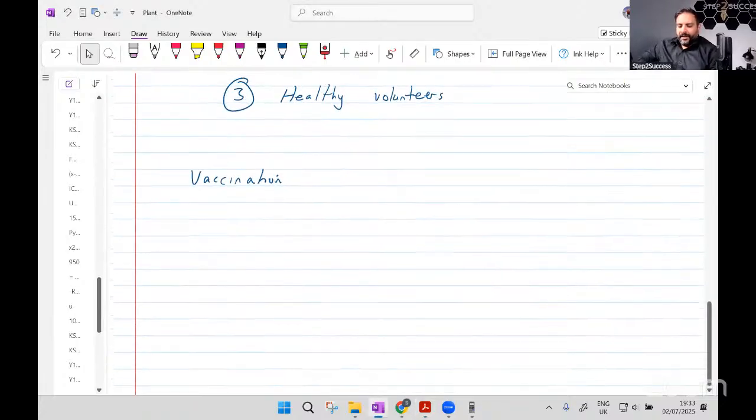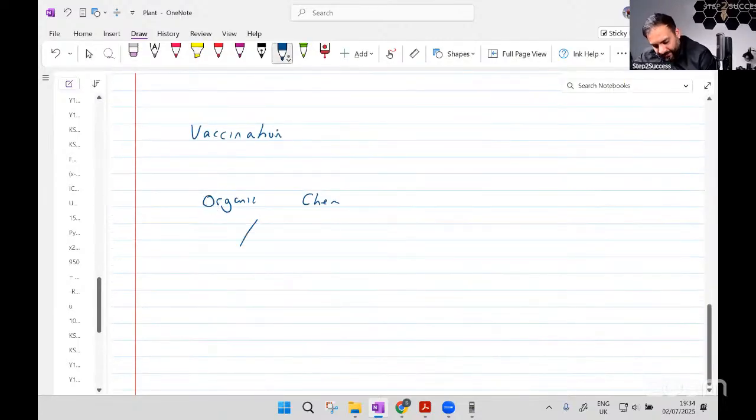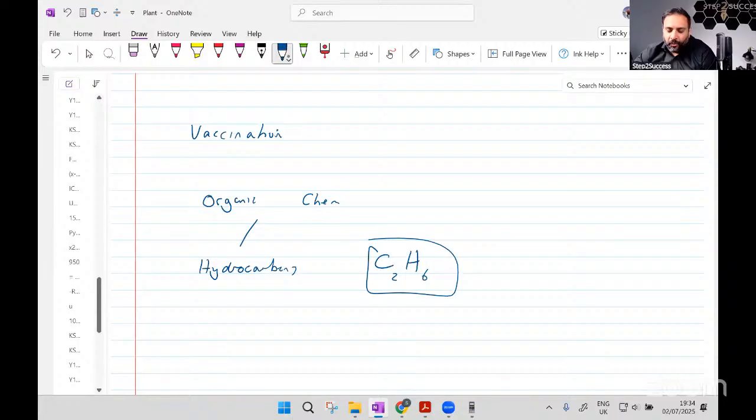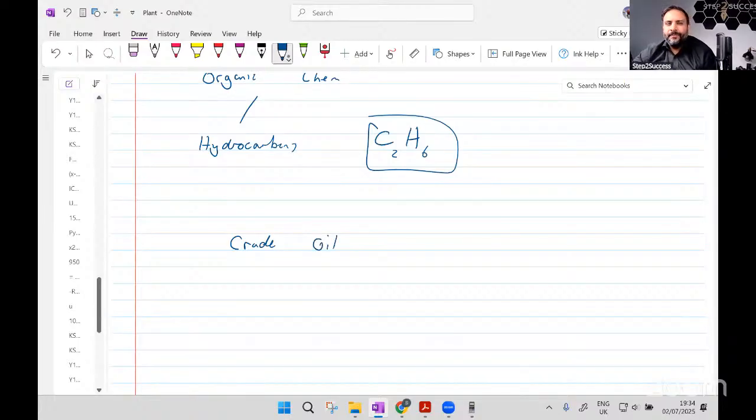You did, not so long ago, a topic called organic chemistry. In organic chemistry, you learnt about these things called hydrocarbons, which are like CH, that sort of stuff, C2H6 and all these kind of things. When we do this thing called fractional distillation of crude oil, which is where you get the oil out of the ground and then you put it through this process. I think for those of you in year 10, you need to make sure you know that process of fractional distillation.